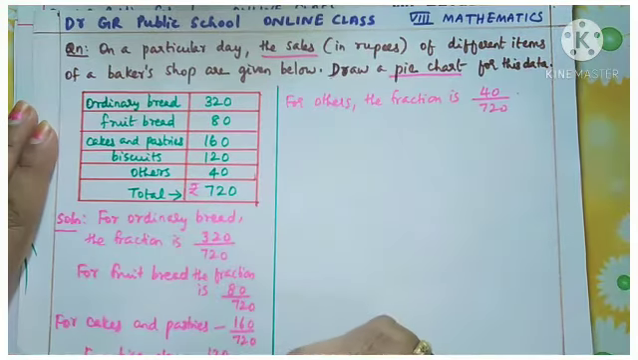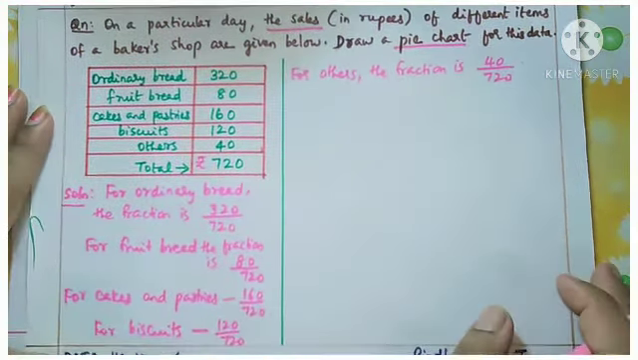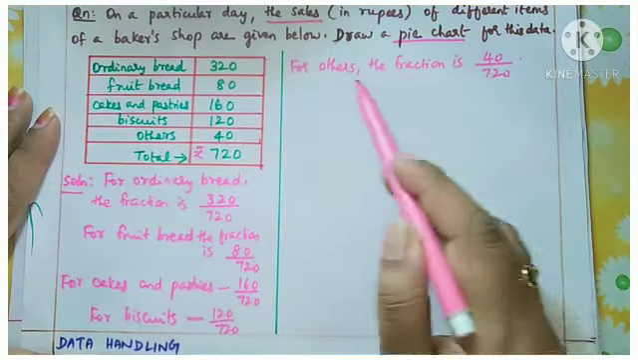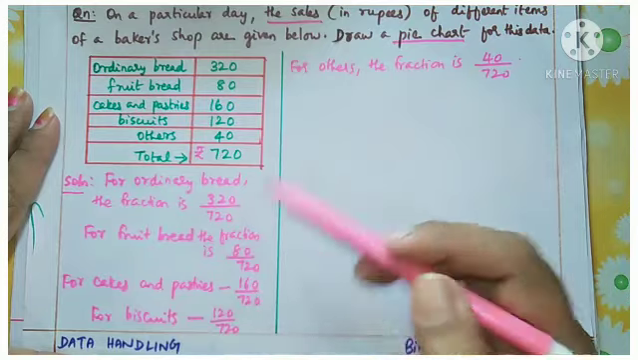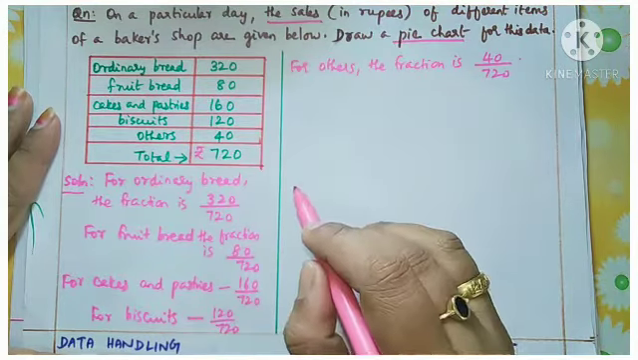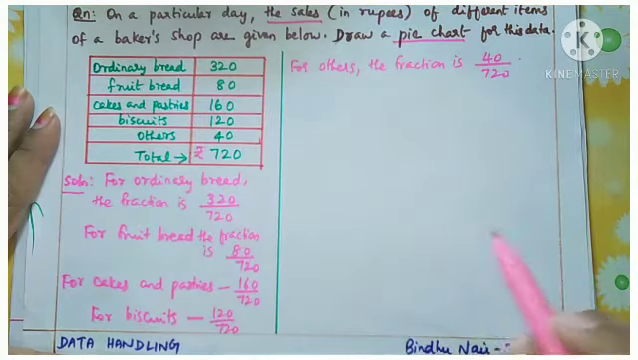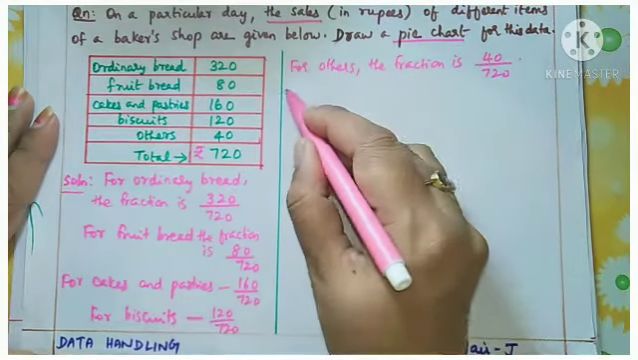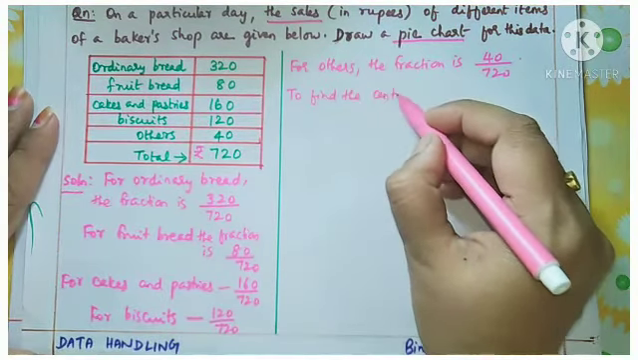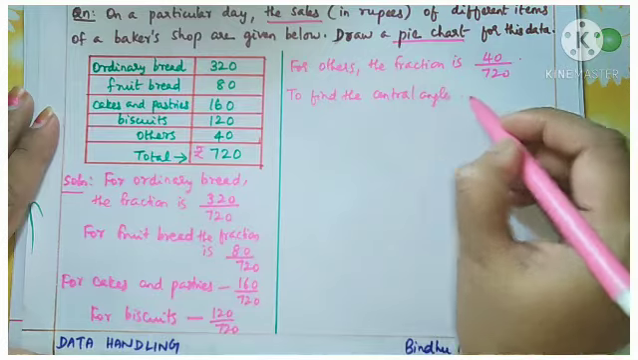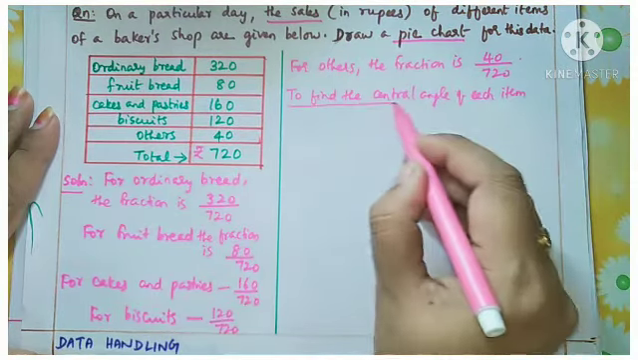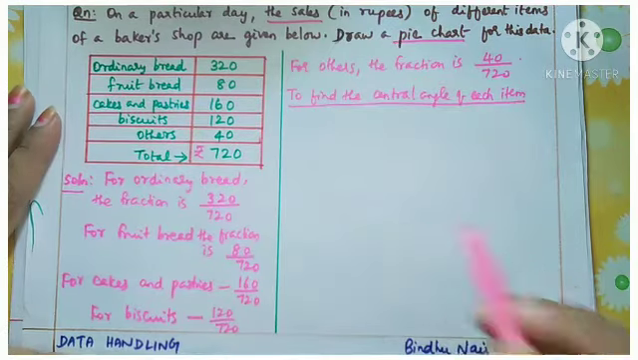So here what we wrote, children, from the given data we wrote all the fractions for different items. Why we wrote this in fractions means in order to find the central angle of each item. Then only we can construct the pie chart. Okay. So next is to find the central angle of each item. Okay. So to find the central angle of each item, how we are doing, listen.